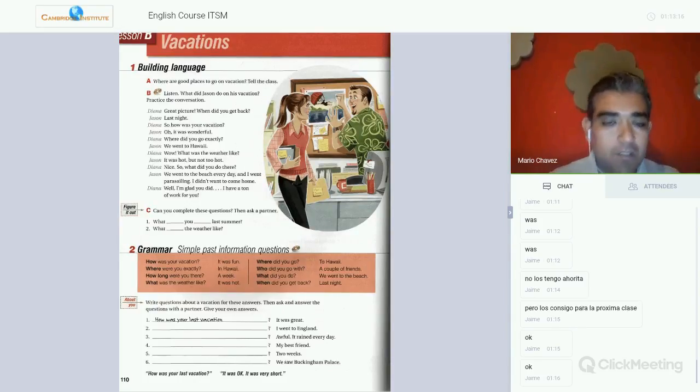Well, in my opinion, good places to go on vacation are, for example, in Quintana Roo. You have Cancun, you have Playa del Carmen, you have Chetumal, you have Tulum, you have many good places to go on vacation. What about you? What are good places to go on vacations for you?